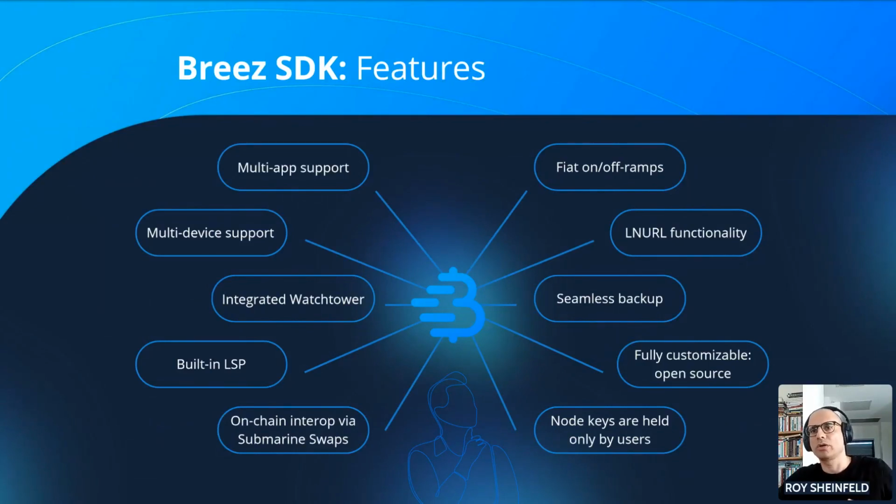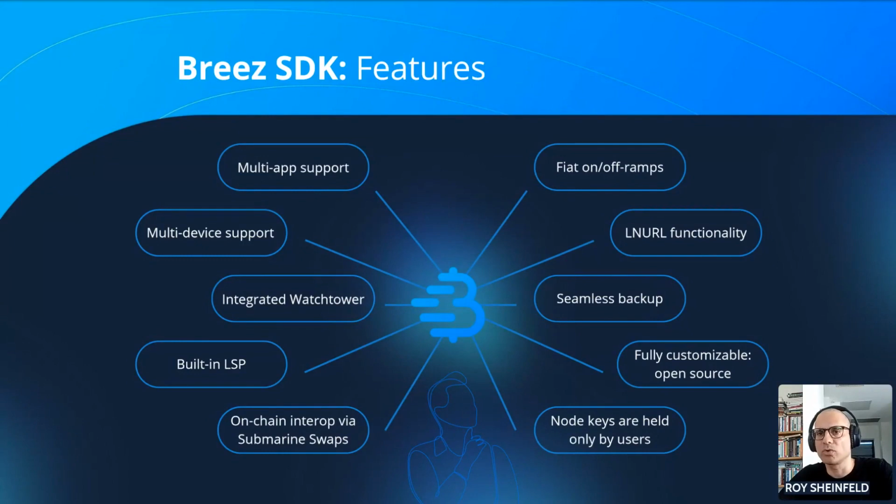It also provides you the ability to provide a multi-device experience. So if you want to provide your users with a mobile client, but also with a desktop client, and maybe in the future a web client, it means that the fact that we have a hybrid architecture, that the node is running in the cloud, means that you'll be able to provide your users with multi-device support.